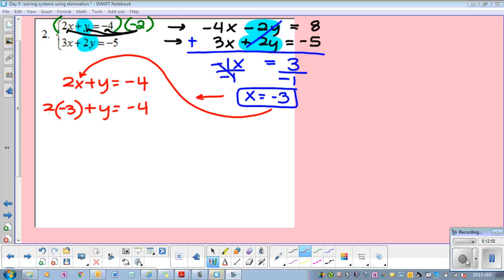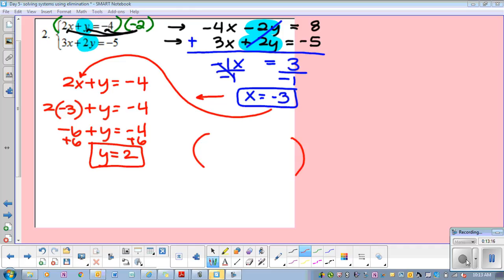What is 2 times negative 3? Negative 6. Negative 6 plus y equals negative 4. Now what? Add 6. Add the 6. Y equals 2. So, remember, you got to put it in as an ordered pair. What is your x number? Good. Make sure you put negative 3 first, because your x number comes first. What is your y number? 2. So here is your answer.